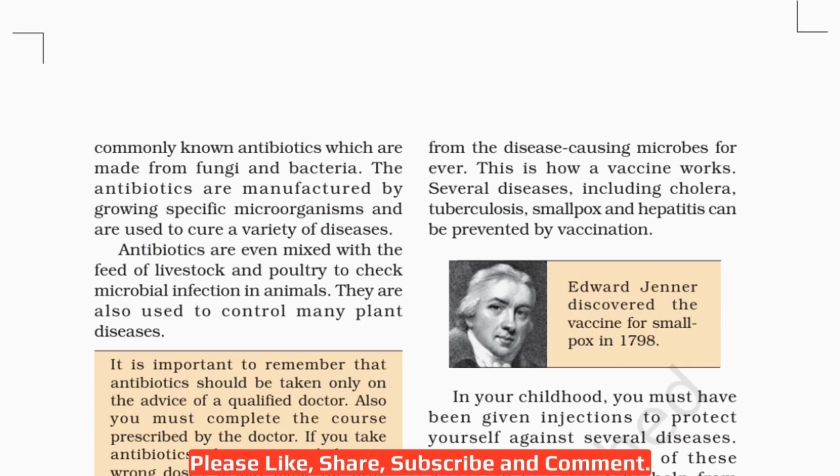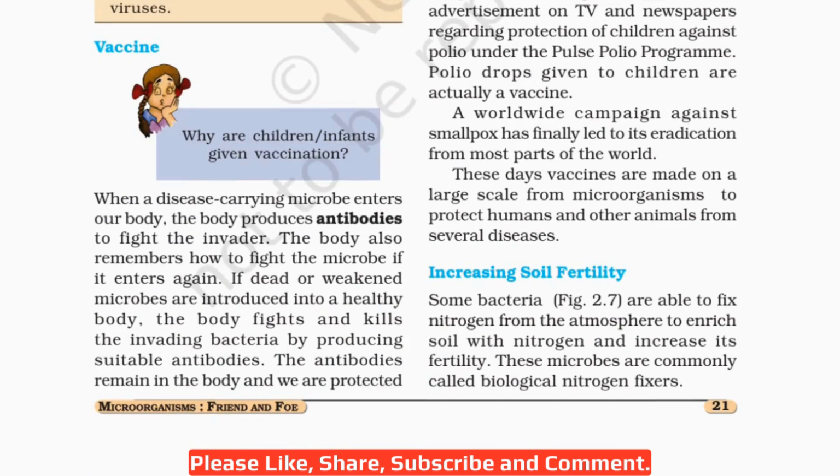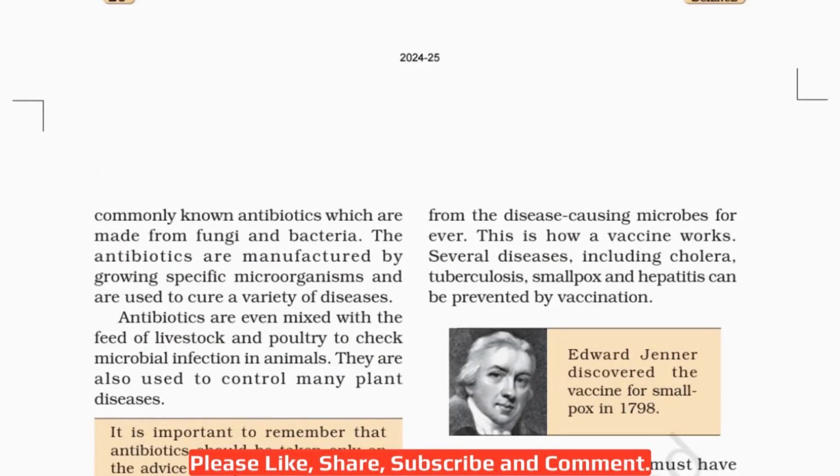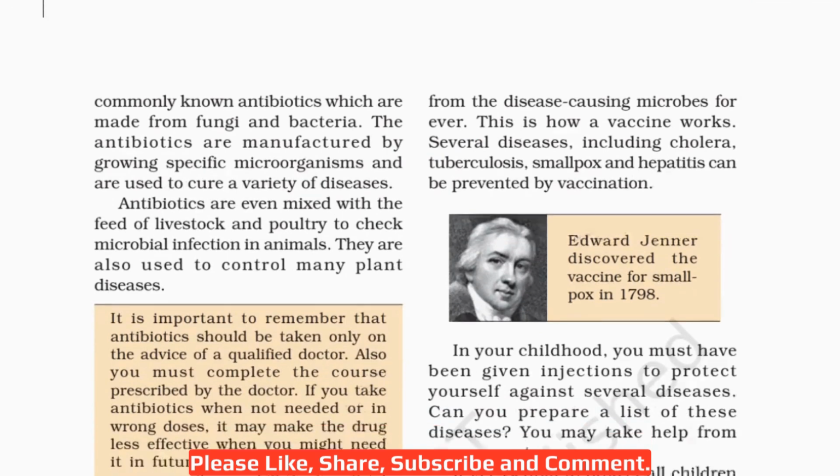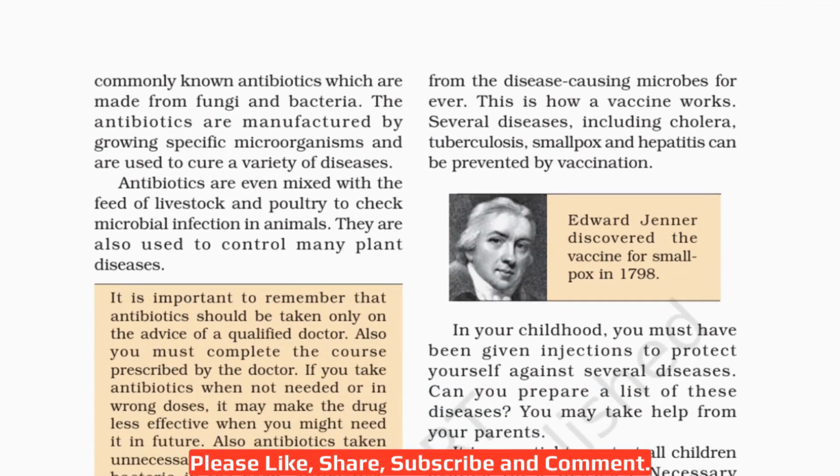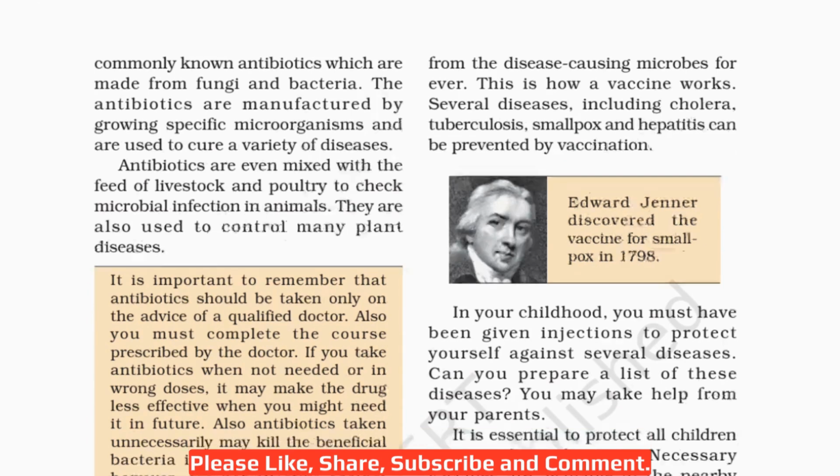Now, if you are asked the question how a vaccine works or what is a vaccine, you can write from here, starting from here till here. Several diseases including cholera, tuberculosis, smallpox and hepatitis can be prevented by vaccination. Edward Jenner discovered the vaccine for smallpox in 1798.